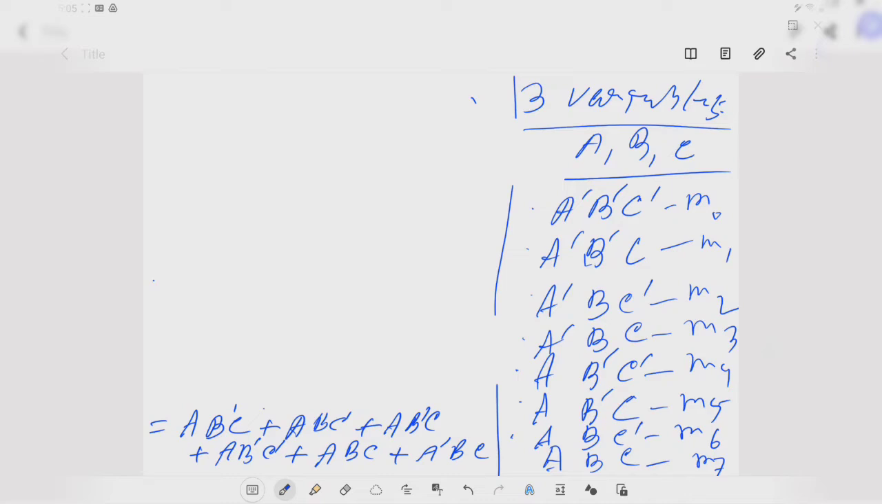So A B C, A B C. Do we have ABC? Okay, so 1 ABC, 2 ABC. So now ABC plus ABC is actually ABC. So now then A, B, C prime. Do we have A, B, C prime? No. Then A, B prime, C. Do we have that? No.